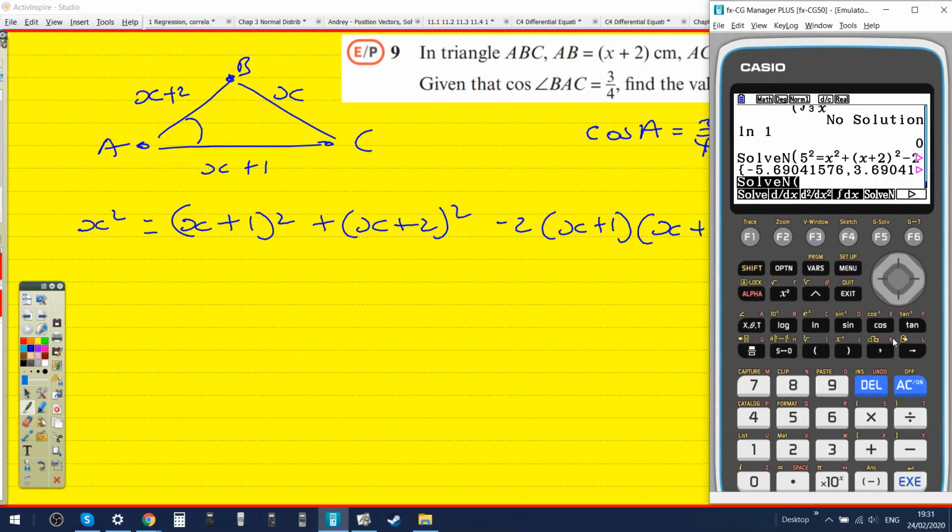So option, calculate, solve n, and then just go from there. That's the x. Shift decimal point for equals. Yeah.